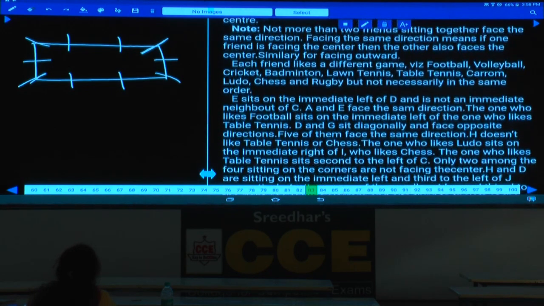And this is just a description. Each friend likes a different game. 10 persons, 10 different games, seated inward and outward. Then next one.